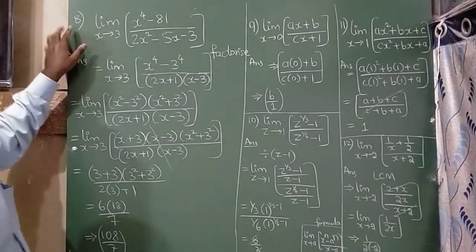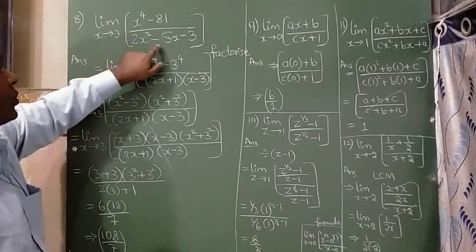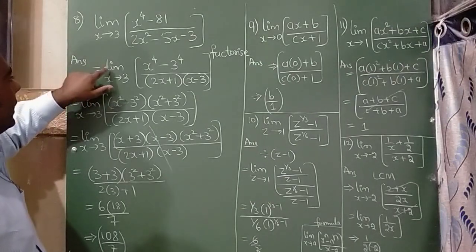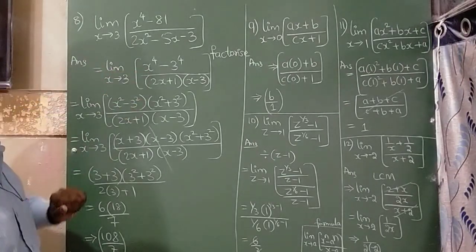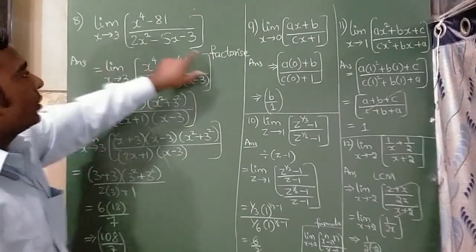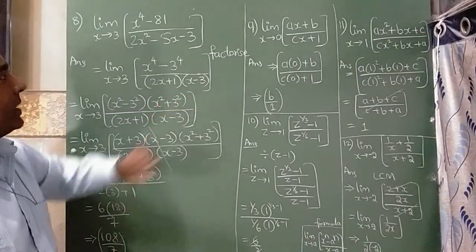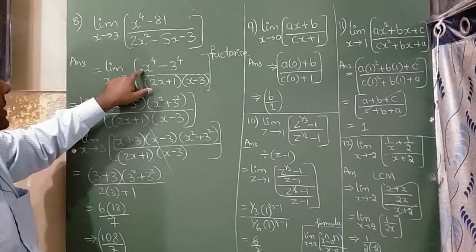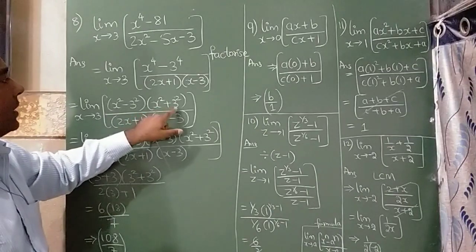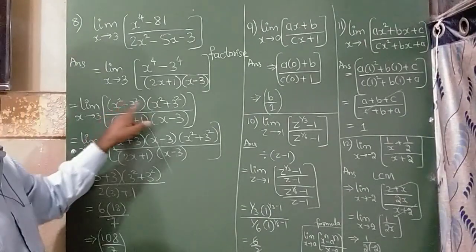Now 8th question. Limit x tends to 3, x raised to 4 minus 81 divided by 2x square minus 5x minus 3. So the solution is limit x tends to 3, x raised to 4 minus 81. 81 can be written as 3 raised to 4. This denominator should be factorized. So after factorization you will get 2x plus 1, x minus 3. Now the numerator can be written as x square minus 3 square, and x square plus 3 square. It means a plus b, a minus b formula. Fine. So we have applied a formula over here.